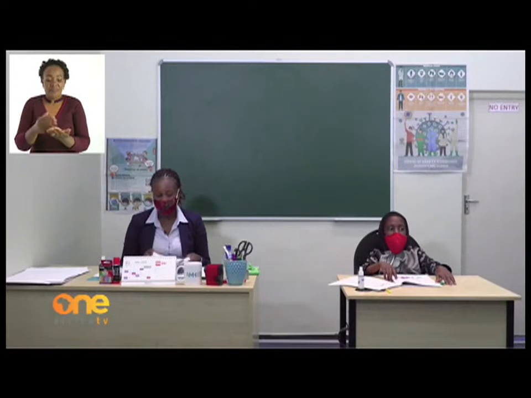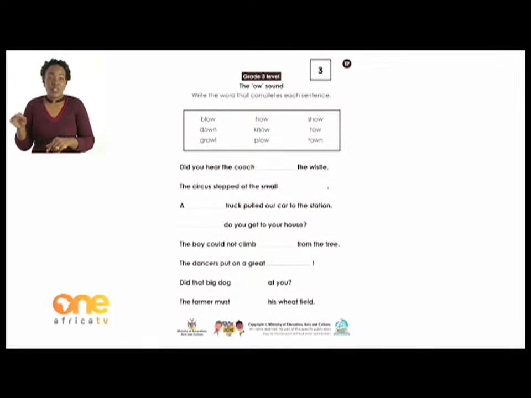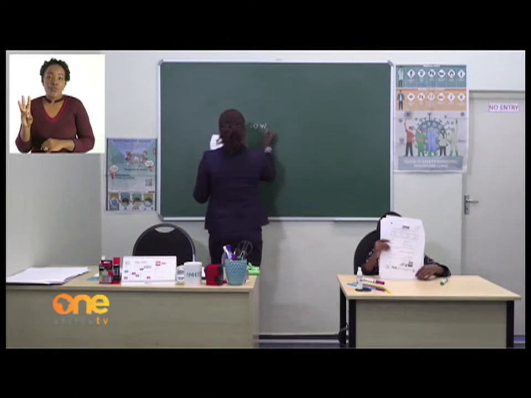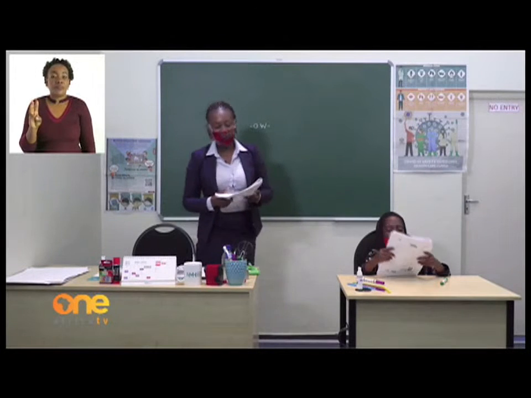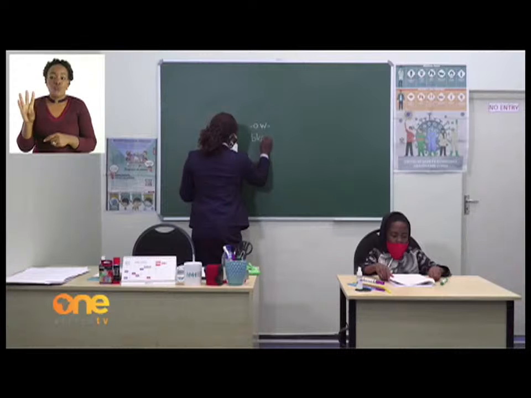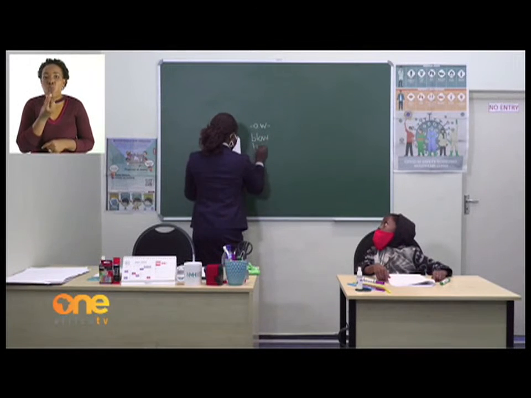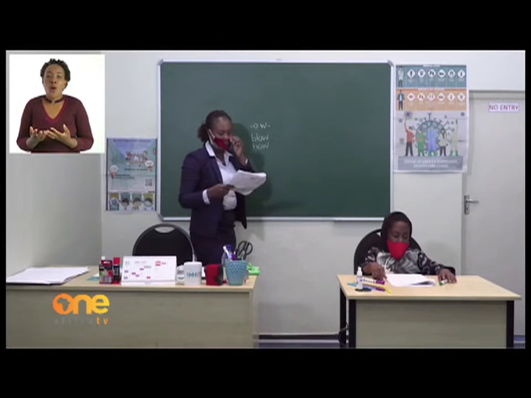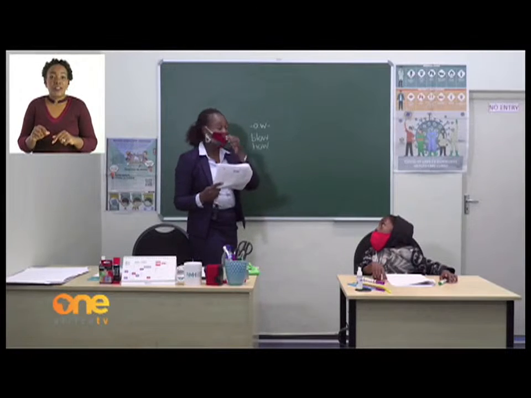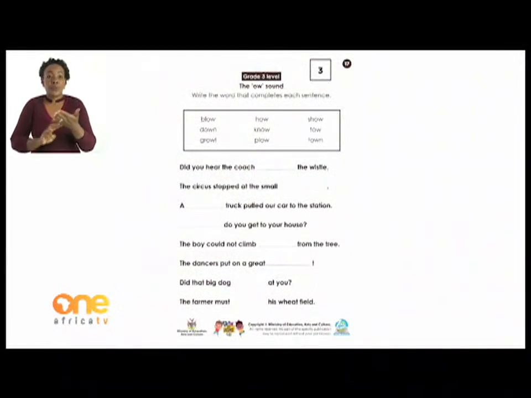Let's now turn to page 17, where we are going to talk about sounds. And today we are going to talk about the O sound. And we are given different words with the O sound. We have blow. We have how. And all the other words given in that box. So this is what we are going to do. We will read them first. Blow, how, show, down, and all the other words. Now you read the sentence and fill in the given words.